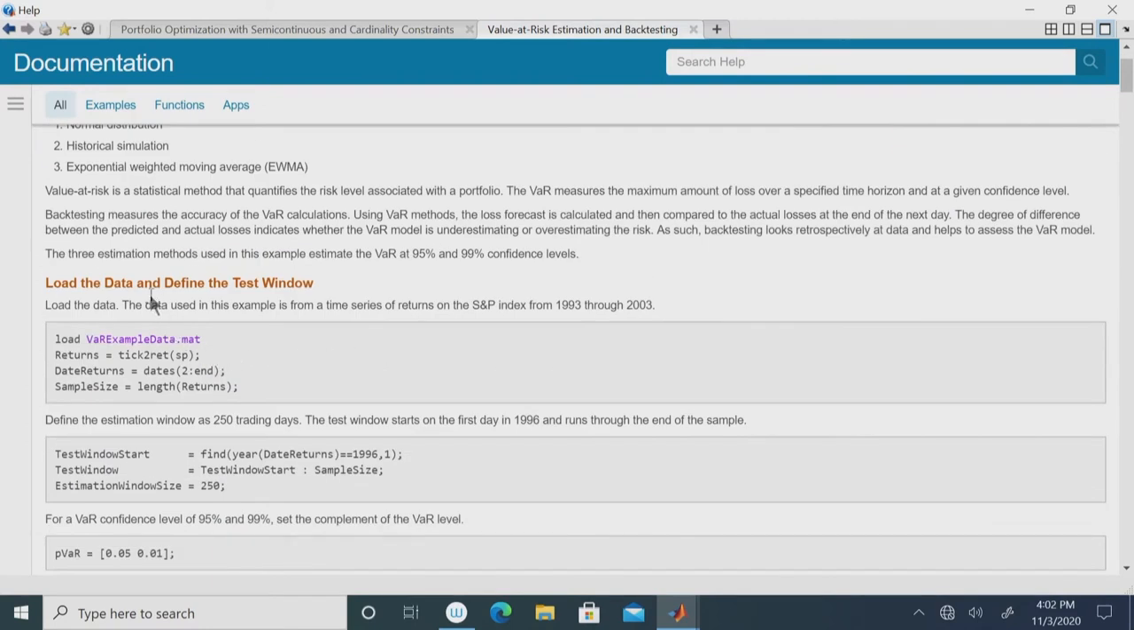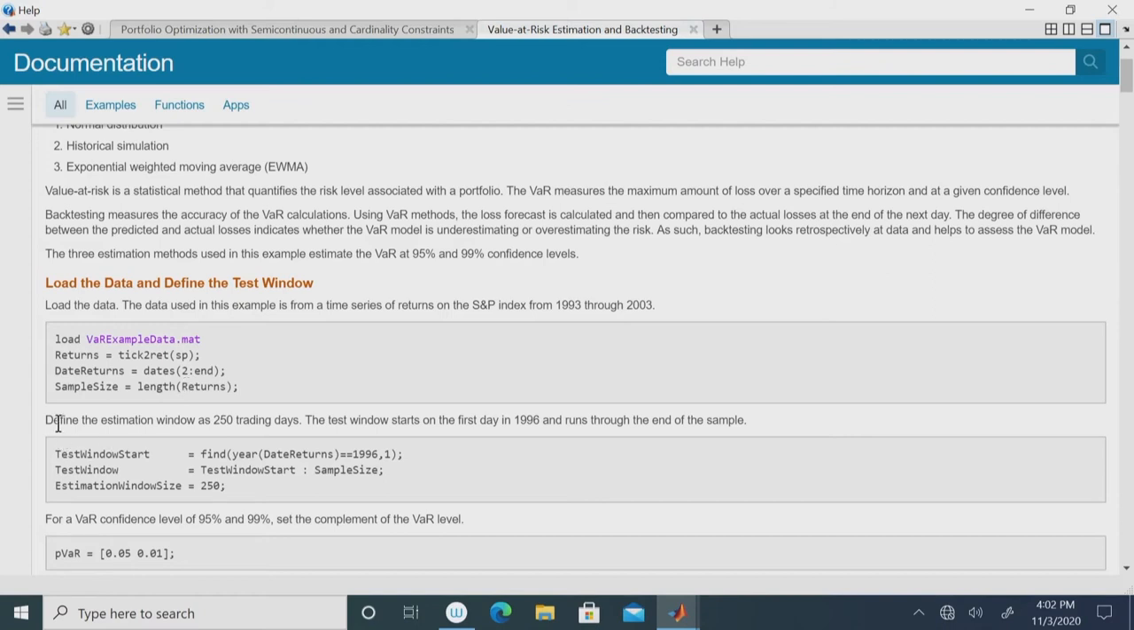So accordingly, we start off by loading the data. There is this data file, example data.mat, that actually comes with the package. So accordingly, what you do is that we take the data returns and we set the sample size. The sample size is basically the length of returns, that means the number of return points.